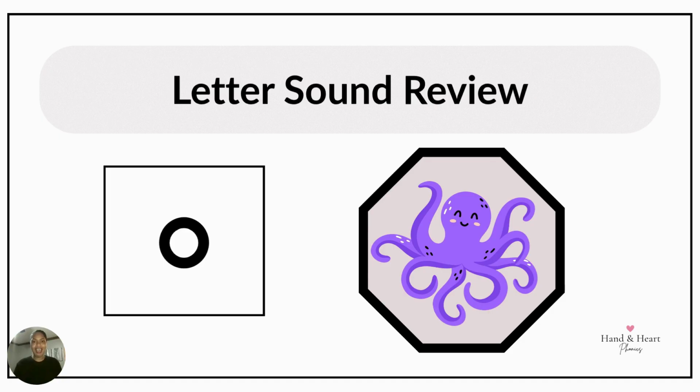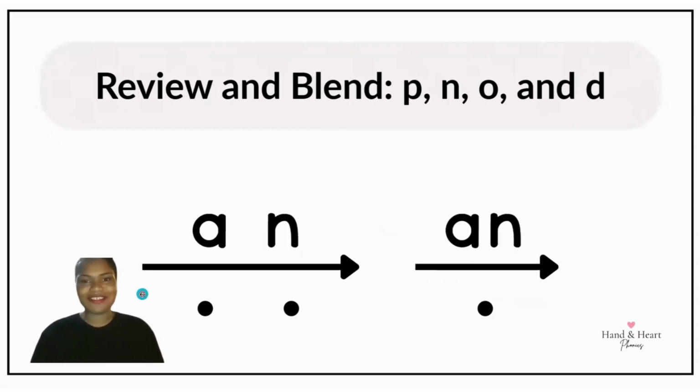Octopus. Octagon. Ah. Will you say that sound with me? Get ready. Ah. One more time. Ah. Very good. The letter O says ah. Now that we've reviewed our letter sounds, we're going to go over some blending.